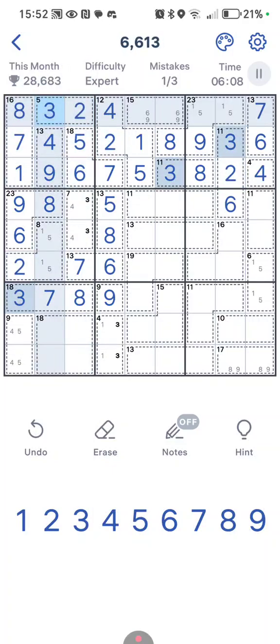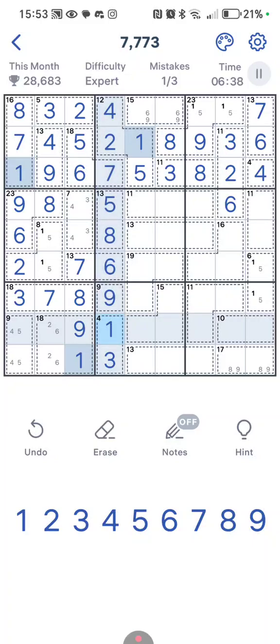3, 3, 3, 1, 1, 1. Then 4, 5, 6, and 9. That has to be 1. Come on. That has to be 9. 3, 1.